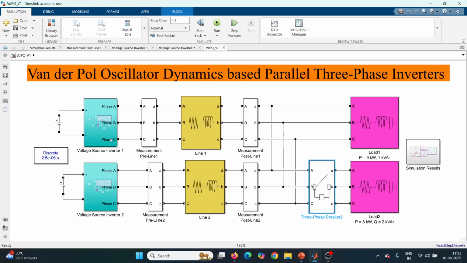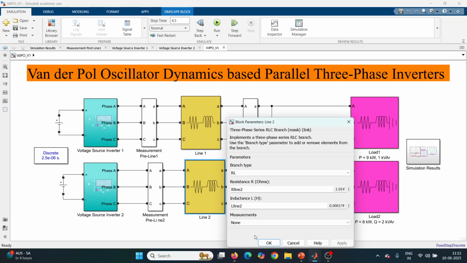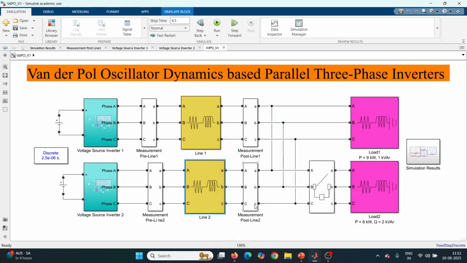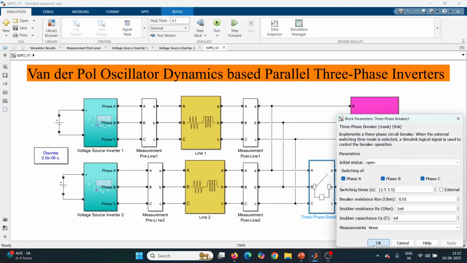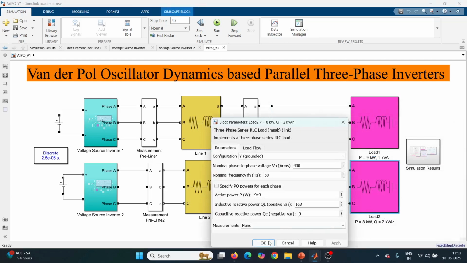Similar to this first voltage source inverter structure, we have an identical voltage source inverter structure too. So this one is voltage source inverter 2, and then we have a measurement line, then we have line impedance, and we have this measurement post line, and then this is a three phase circuit breaker, and the load impedances are set like this one.